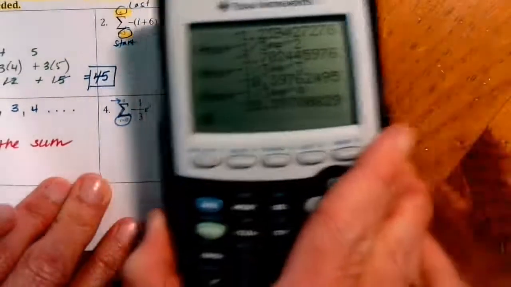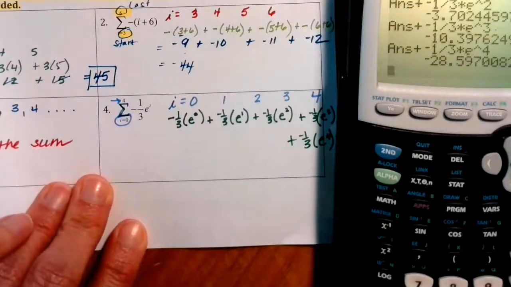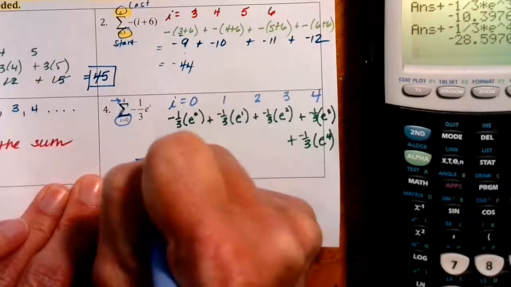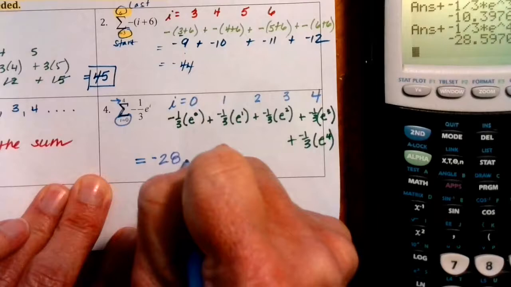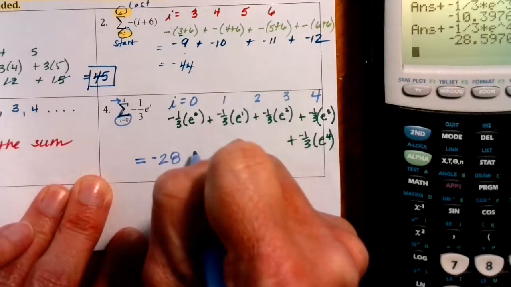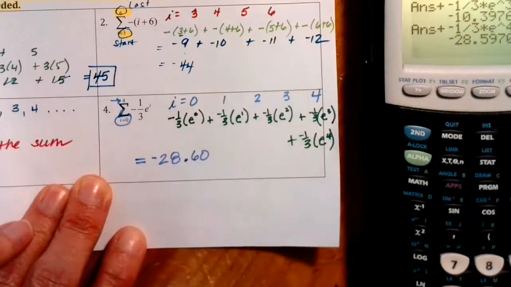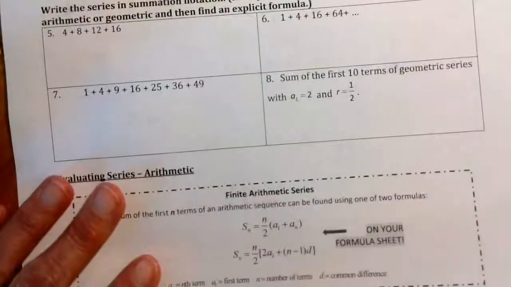So this value that you get, negative 28, what did they tell us to round to? 2 decimals. So it looks like that our sum is equal to negative 28. And when I look at 0.597, I'm going to round that up. So it's going to be 0.60. So that summation tells me to add up each of those terms. Okay, let's check out and see what's on the back.